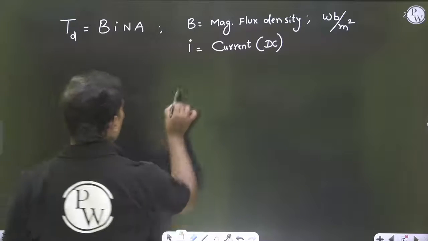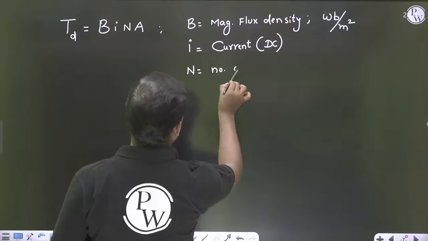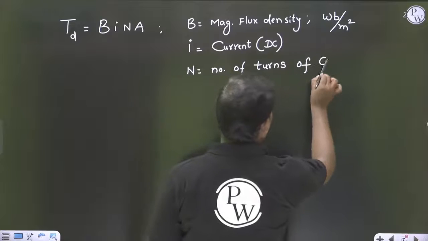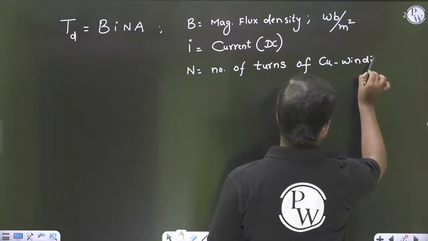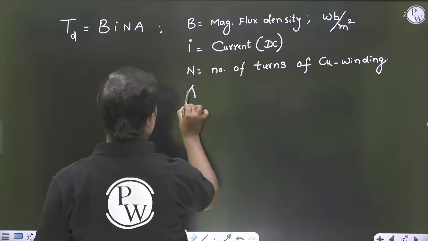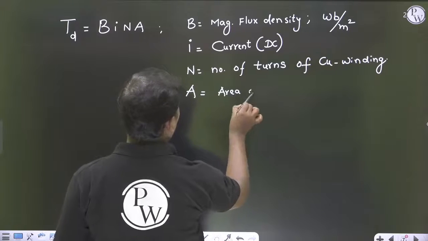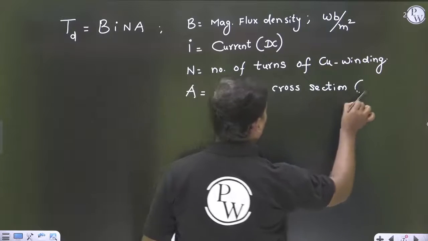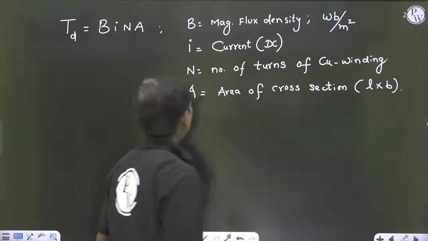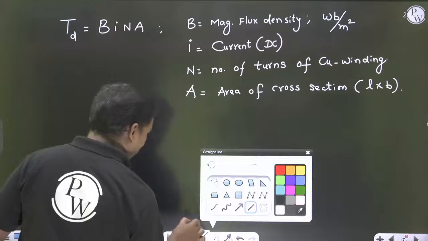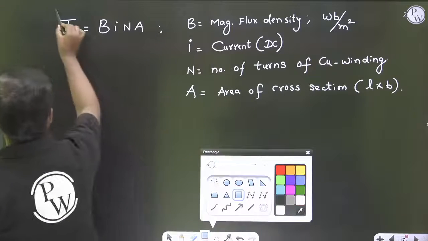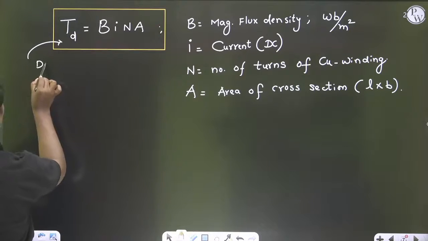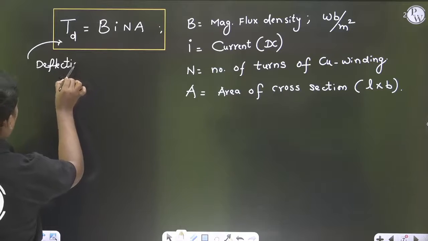So I is the DC current, and N is the number of turns of the copper winding. And A is the area of cross section of the copper coil, which can be given as length into breadth. TD is called the deflection torque. You must remember this formula, because in the exam we are going to get questions on it.